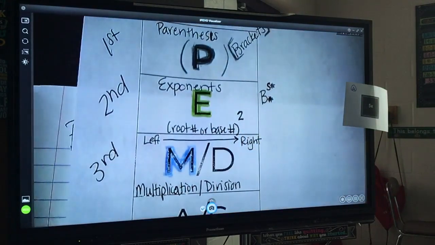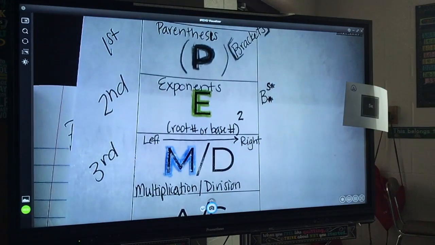That is why we no longer say, please excuse my dear Aunt Sally, because we don't want you guys getting stuck in your heads thinking that "my dear" is the order in which you go. Okay, it's multiplication or division. It's not one and then the other, always.